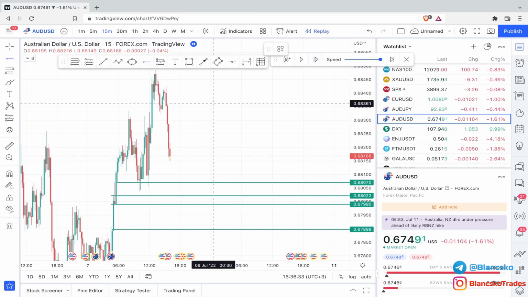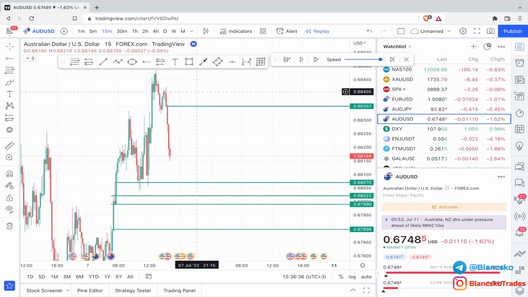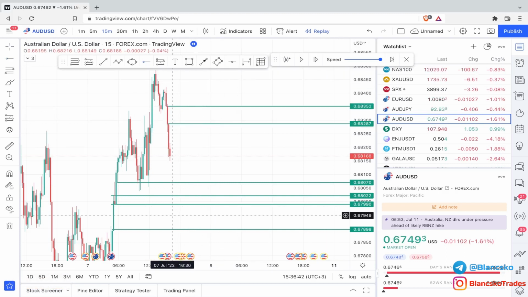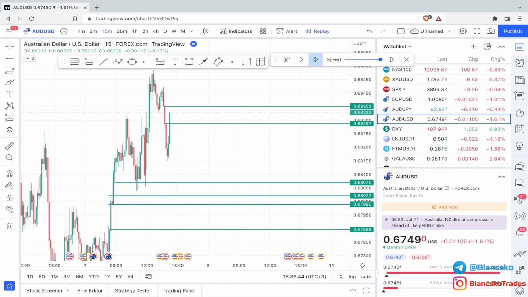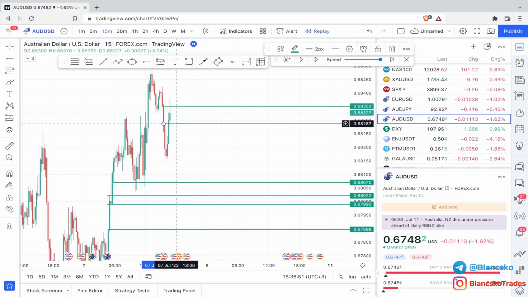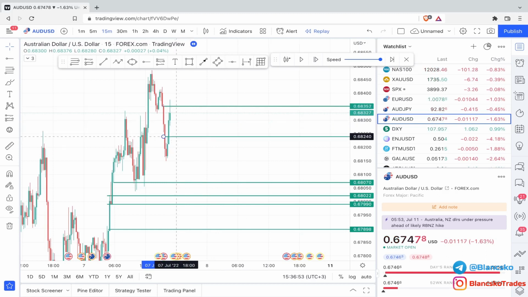So as you can see, this big imbalance right here was filled immediately after, and we created some new imbalance, from this candle right here to this candle right here. So we have imbalance here, and we have imbalance here as well. Let's see which one price chooses to eat first. It chose this one, and now we created another imbalance, from this candle to this candle.